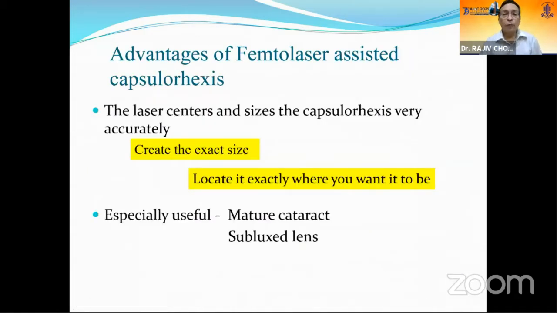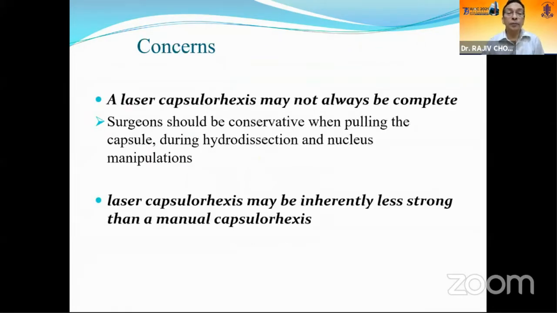So the advantage of femtolaser assisted capsulorhexis: the laser centers and sizes the capsulorhexis very accurately, creates the exact size, and locates it exactly where you want it to be, especially useful for mature cataract and subluxated lens. A laser capsule may not always be complete.